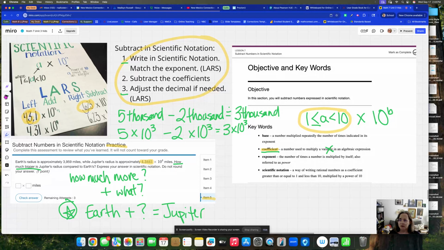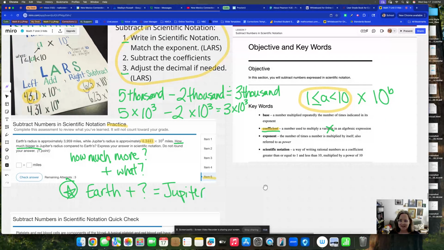All right, so I haven't even started my 3 steps yet. Let's do step 1. All right, so they don't give Earth's radius in scientific notation. I'm going to have to put it in scientific notation. So 3,959 times 10 to some power I don't know yet. I'm going to figure it out.